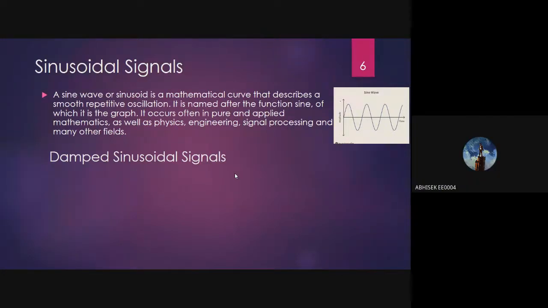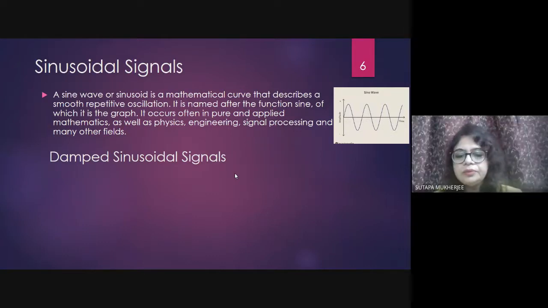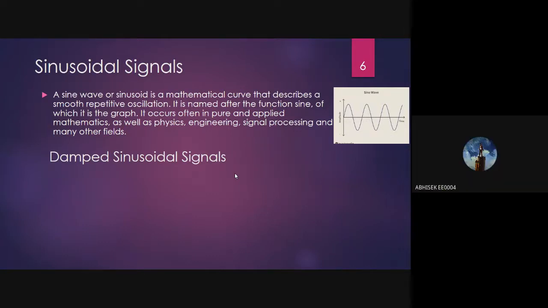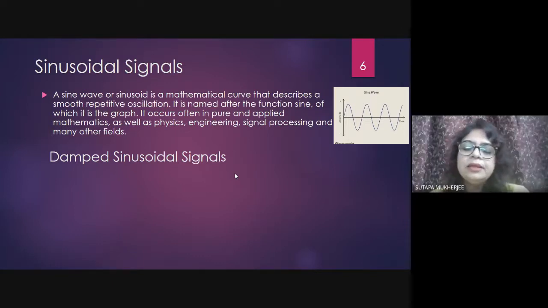Ma'am, in the RLC circuit, we have seen that there are damping sinusoidal signals. Sorry, I didn't get you. Ma'am, in RLC series circuit. No. In that case, you will be able to generate it, but pure mathematics.